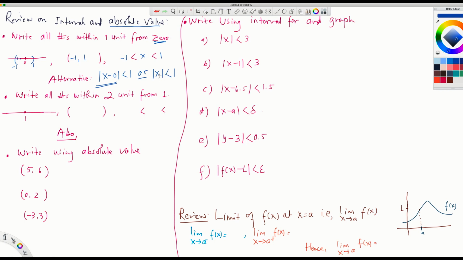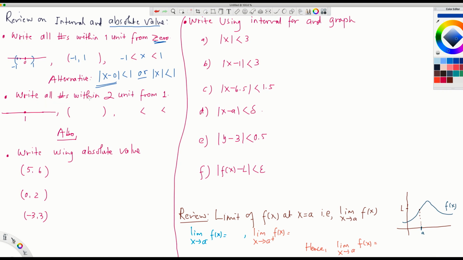But how do I get rid of mod, or how do I get rid of absolute value? What you do is you write that 1 with a negative sign and write that x in the middle without absolute value, and then write 1. I'll talk about that in these examples, but for now, how do I write numbers using absolute value? Let's see this example.